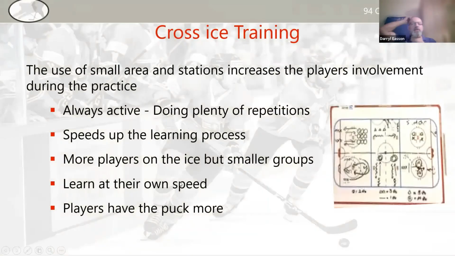Use of small areas, games and stations increases the player's involvement during practice. They're always active, and they get plenty of repetitions. It speeds up the learning process because they get plenty of repetitions. But the funny thing is, you can have more players on the ice, but you can have them in smaller groups, which is a little bit of an oxymoron, but it's true. 50 kids on the ice, split into 5 groups. That's 10 kids per group, not 50.